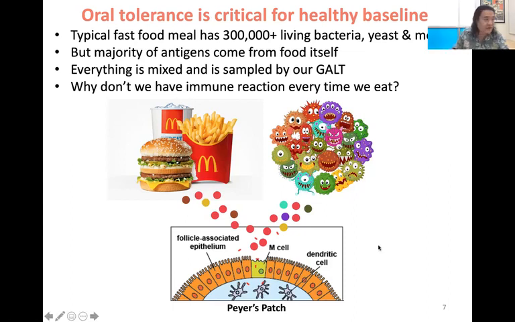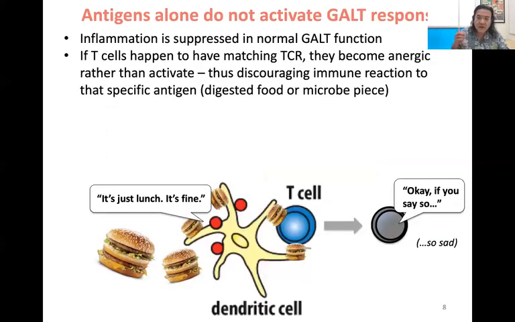So why don't we have an immune reaction every time? Again, this has to do with one of the fundamental differences between systemic versus mucosal immunity, and that is the role of inflammation. Antigens alone won't activate a GALT response. That's because, as part of our mucosal immunity, our mucosal immune system works very hard to suppress inflammation. And hopefully, you've learned by now in this semester that inflammation is a big part of your immune system kind of waking up and taking something seriously.